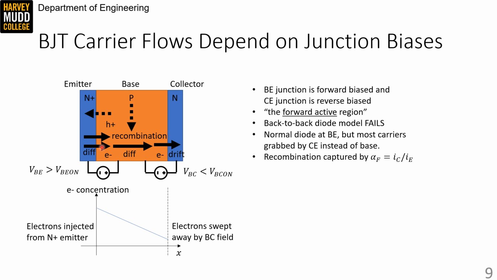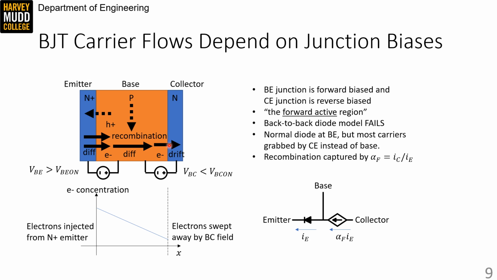We describe how effective a BJT is at getting the electrons from the emitter over to the collector using a parameter called alpha, which is the ratio of IC to IE. It's also the ratio of electrons that come from the BE junction to the CE junction. Those two things are the same. In well-designed BJTs, alpha is often close to 99.7%.